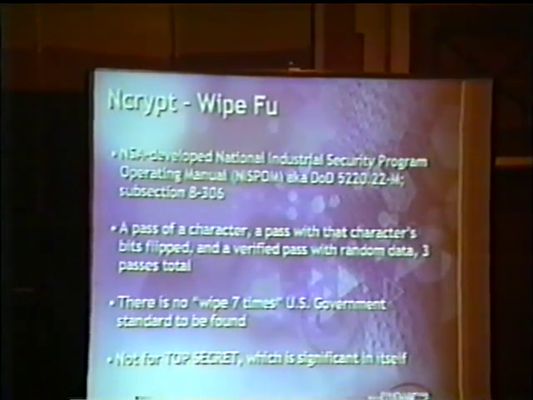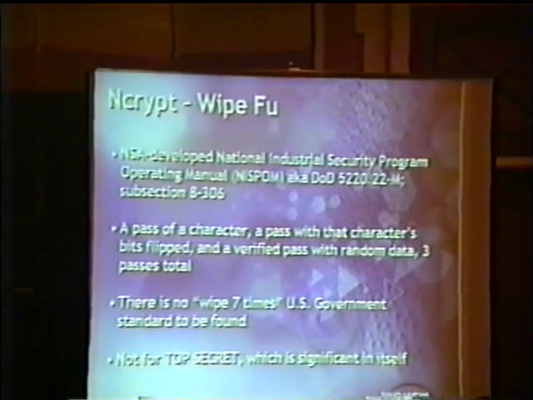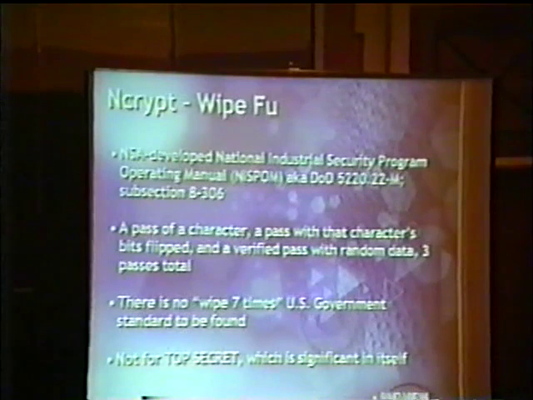He worked on this. And specifically, what you do is make one pass with a character. You make another pass with the character's complement, with the bits flipped. And then you do a verified pass with random data. So you do three passes total of wiping the file. That is the government standard.